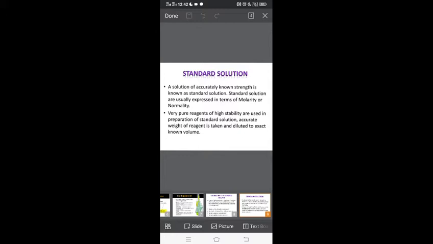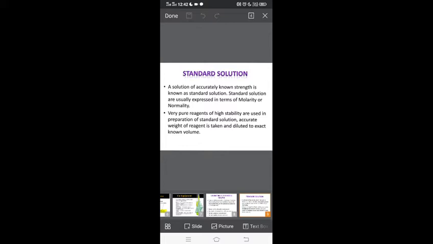This solution may be expressed in terms of normality and also molarity. This standard solution will be provided to you, and its concentration will be known to you. Children, here the standard solution is a solution whose concentration will never change. That means if you keep the solution for even 1 week, 1 month, 6 months, the concentration will never change. Whereas a secondary solution is a solution whose concentration usually goes on changing, like NaOH.